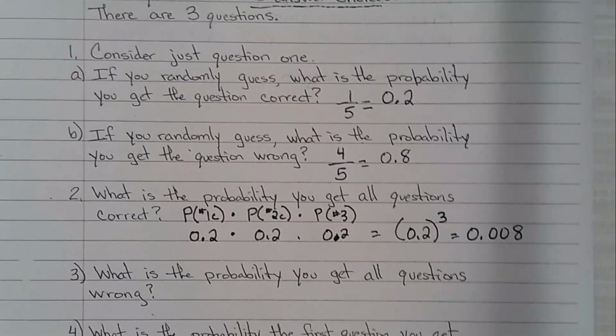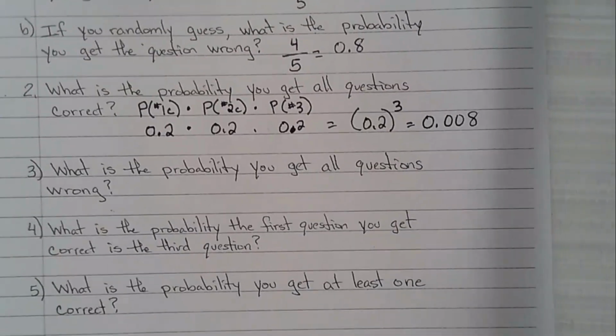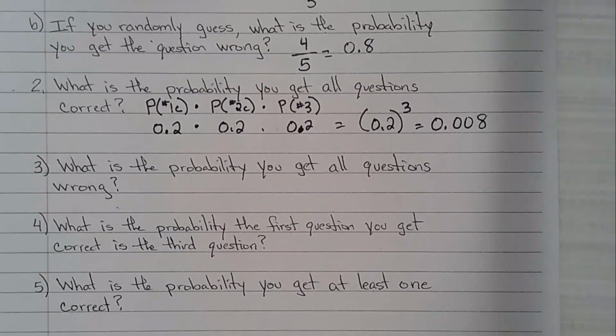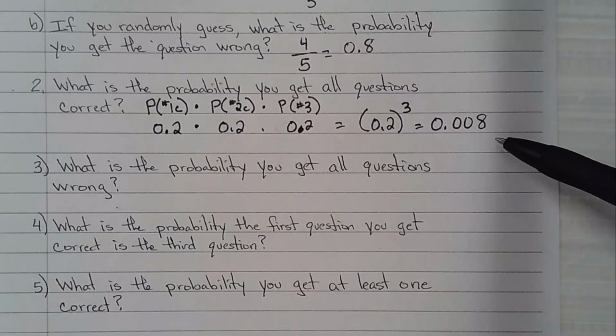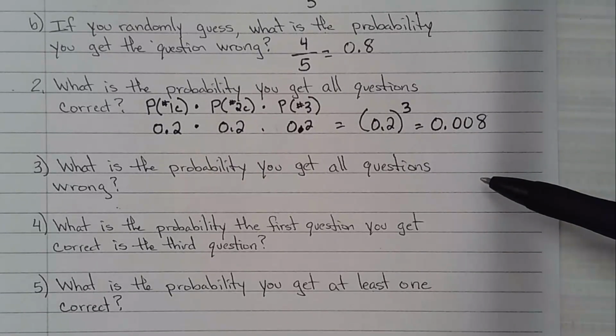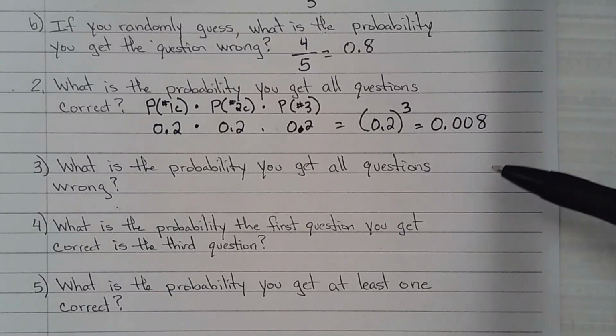Next question. What is the probability you get all the questions wrong? All right, now be careful here. Some people might be tempted to just subtract your answer for number 2. But there's other scenarios besides getting them all correct or all wrong, right? You could get 1 right. You could get 2 right. So this is not just going to be a 1 minus the other answer scenario.